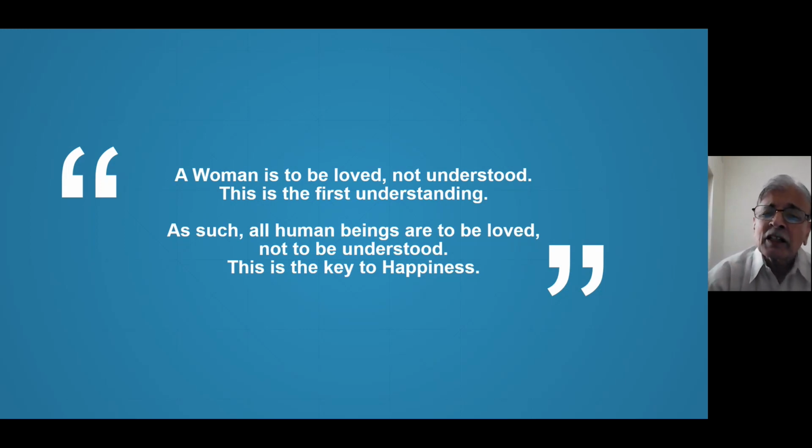मतलब वुमन तो कहने के खातिर, किसी को भी, किसी आदमी को भी, you to your friend, to your father, to your mother, you have not to understand them, you have to love them, right? This is the first understanding. As such, all human beings are to be loved, not to be understood. And if you do that, this is the key to happiness. You will be happy. Everybody wants to be happy, but people do not know the key to happiness. So if you want to be happy, you have to follow certain things, right?